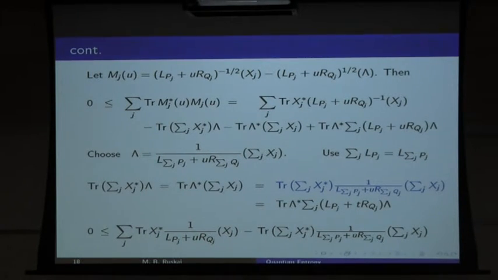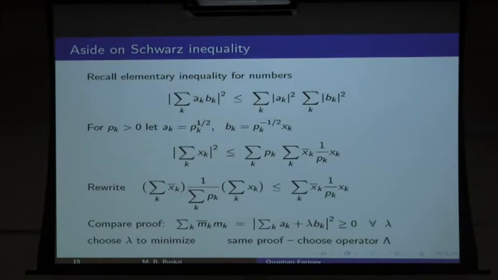And what I like about this argument very much is that if you teach linear algebra or calculus, you typically teach the Schwarz inequality for numbers. Sum over k of ak bk is less than or equal to the sum over k of ak squared, sum over k of bk squared. And I just pick for ak pk to the 1/2, bk to the minus 1/2, and with little manipulation you see that I can write the inequality for numbers in precisely the same form.